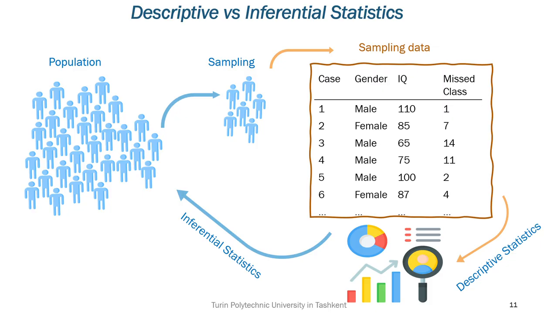Descriptive statistics is when we describe the sampling data but don't make any conclusions. But inferential statistics makes conclusions about the population based on this sampling data. However, descriptive statistics will not do this.